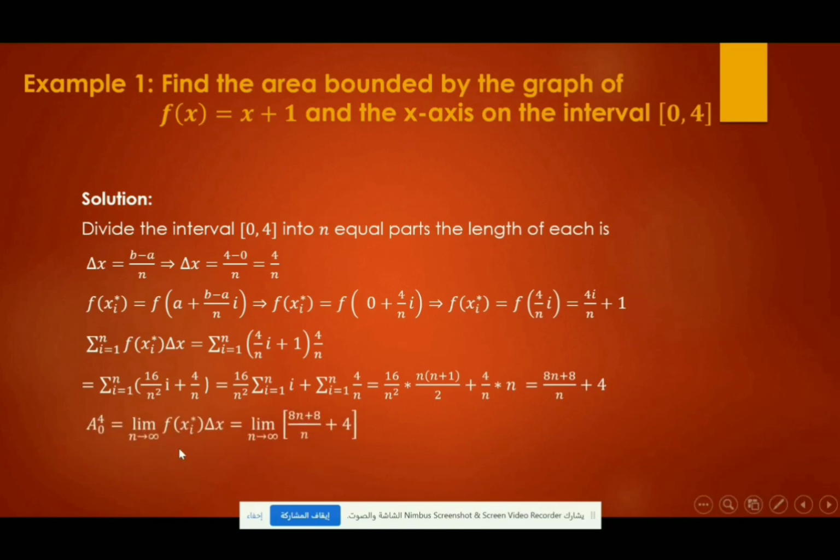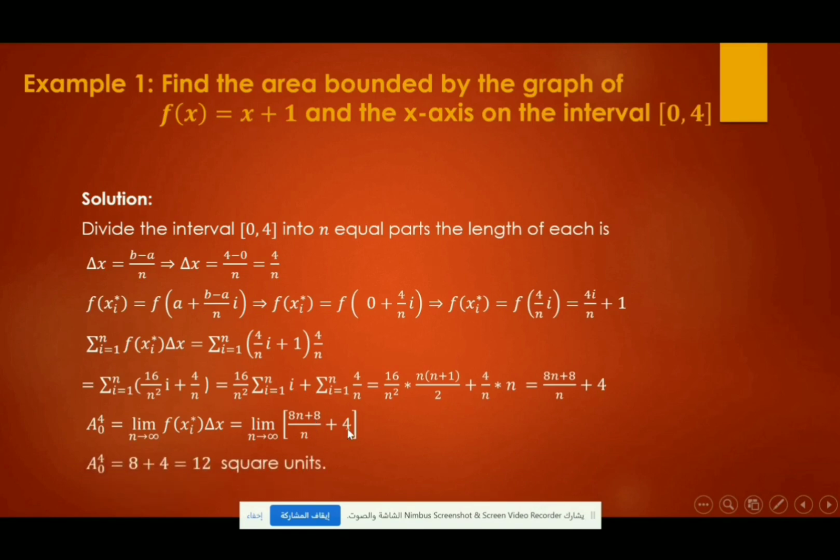Then the way to find the area from 0 to 4 by using the whole rule is by using the limit as n approaches infinity. That means you are going to make the number of rectangles infinite, to make your work accurate and to get an accurate value for this integral. For the f of x_i multiplied by delta x, that will give you the limit of the last result that you got, which is 8n plus 8 over n plus 4.